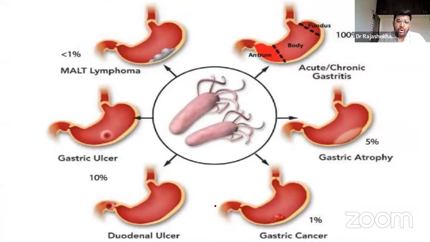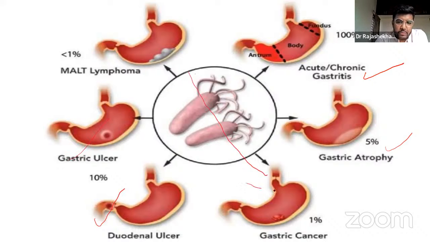So we know what pathology H. pylori causes. It causes acute or chronic gastritis. It causes gastric atrophy. It causes duodenal ulcer. It causes gastric ulcer, and it causes two malignancies. One is gastric cancer. Another one is the mucosal lymphoma of the gastric mucosa, that is MALT lymphoma.